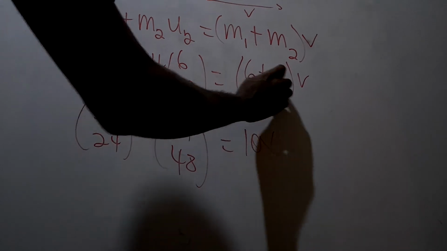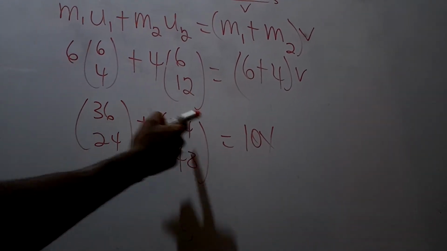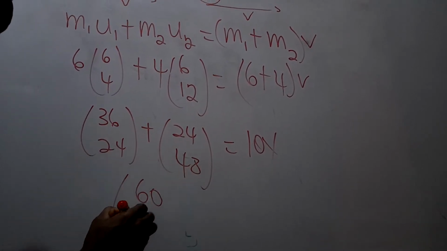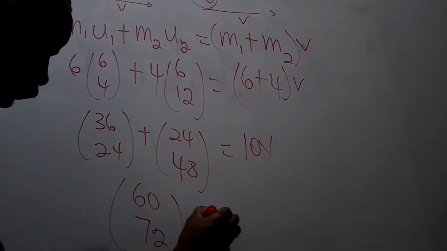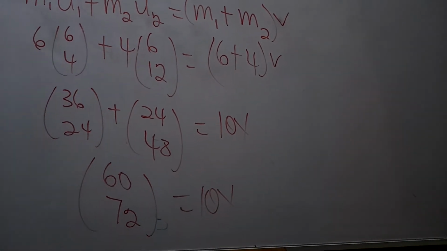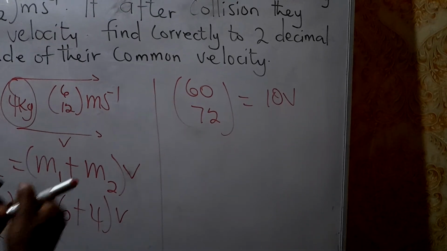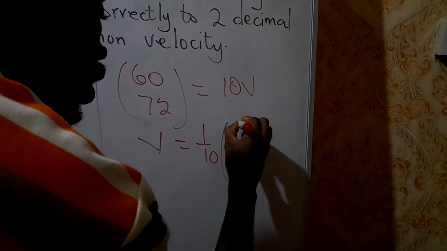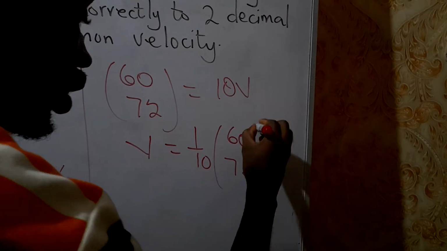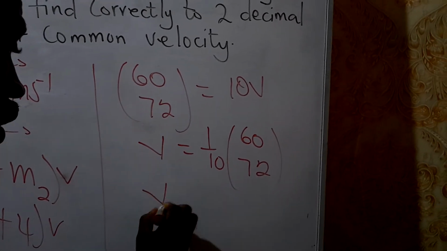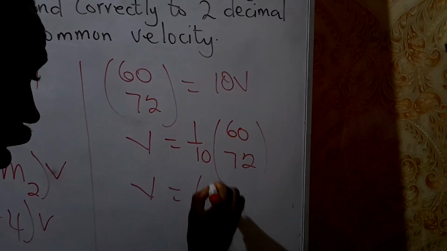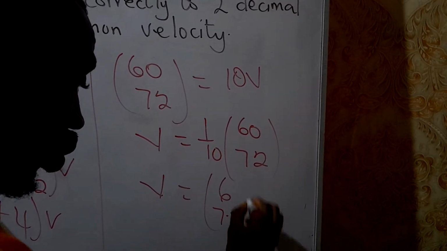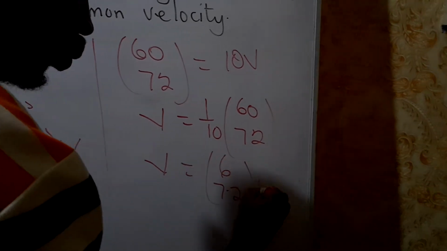6 plus 4 is 10. So 36 plus 24 will be 60. Then 24 plus 48 will be 72, equal to 10v. So when we divide both sides by 10, we get v equal to 1 over 10 times 60, times 72. So 1 over 10 times 60 will be 6, and 1 over 10 times 72 will be 7.2. So that will be our velocity.